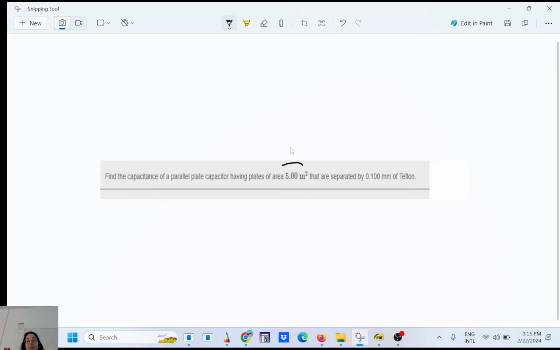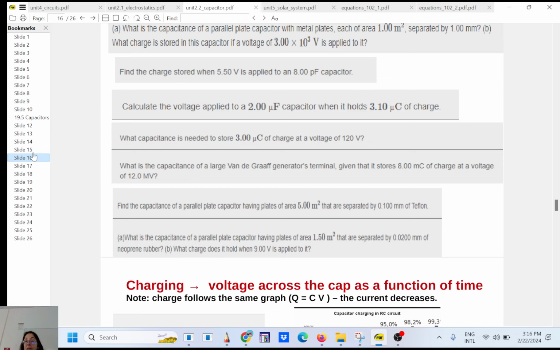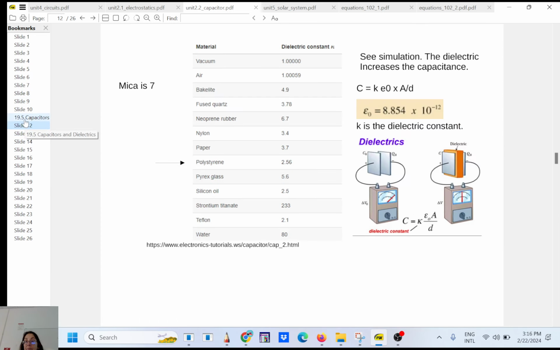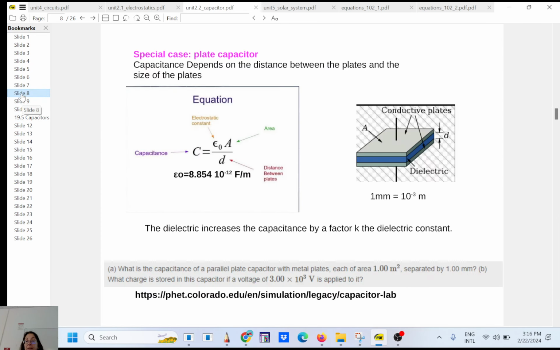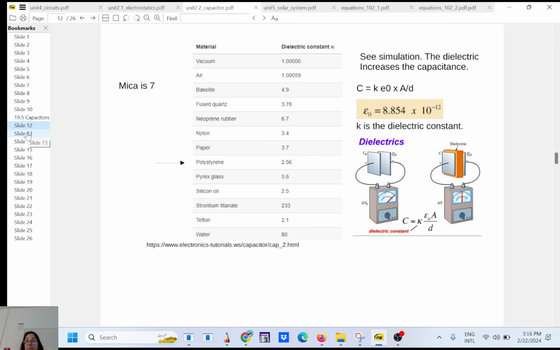Okay, so this is the area. You see, the first thing is you translate, right? The physical quantity is a distance, 0.1 milli. You look at your equation sheet, milli is 10 to the negative 3. Teflon, you have to go back and look at Teflon somewhere. 2.1. Where is it? Teflon, 2.1.